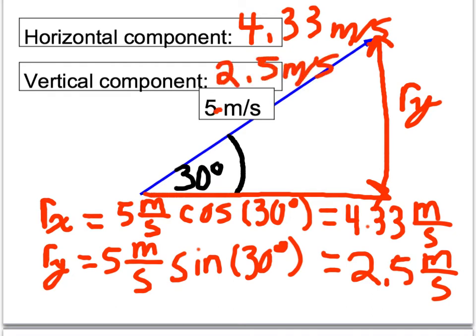And I hope it didn't confuse anybody that this 5 went with the original vector. Oh, and now we have to pick positive and negative. So Rx is to the right, which would make it positive, and Ry is pointing up, which would also make it positive.